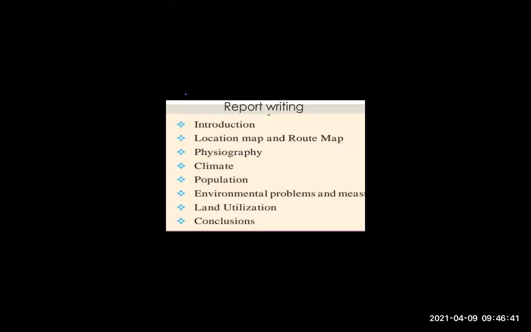Okay. Next is population. In population, you should mention how the people are living and what the population of that area is. Okay, yeah, you can write.